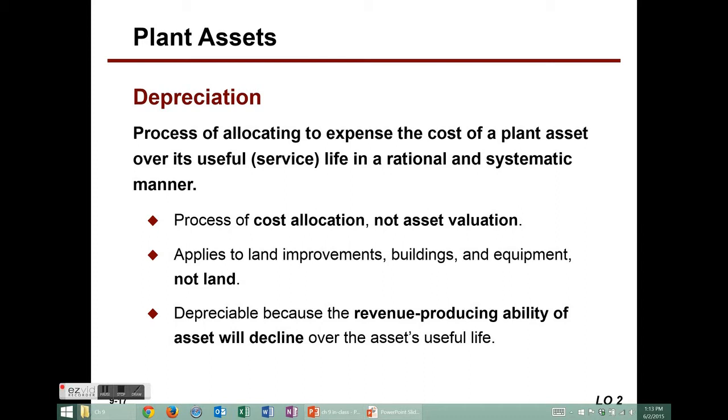Also remember, it is a violation of GAAP to depreciate land. Land does not depreciate. When the value of land declines significantly, we may record what we're calling impairment, but that's outside the scope of this chapter in this course.